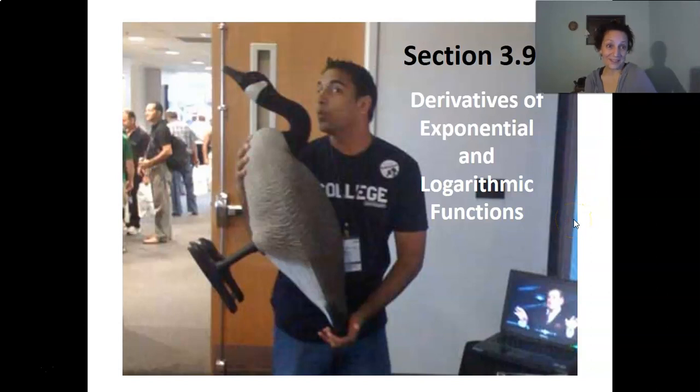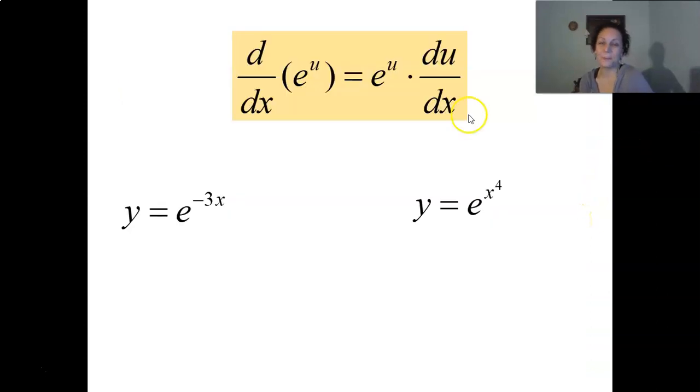Okay, ready? This will be fun. Here's what you know so far. First, I told you that the derivative of e to the x was itself, e to the x. Then I said, by the way, there's this thing called the chain rule, and if there's something up there in a cloud or in a u or whatever you want to call it, then you have to take the derivative of that as well.